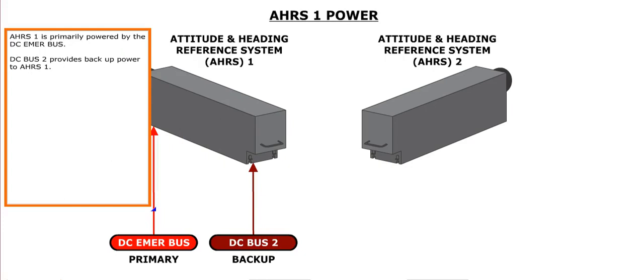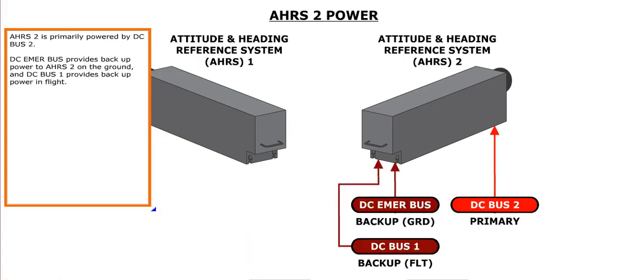AHRS-1 is primarily powered by the DC emergency bus. DC bus 2 provides backup power to AHRS-1. AHRS-2 is primarily powered by DC bus 2. DC emergency bus provides backup power to AHRS-2 on the ground, and DC bus 1 provides backup power in flight.